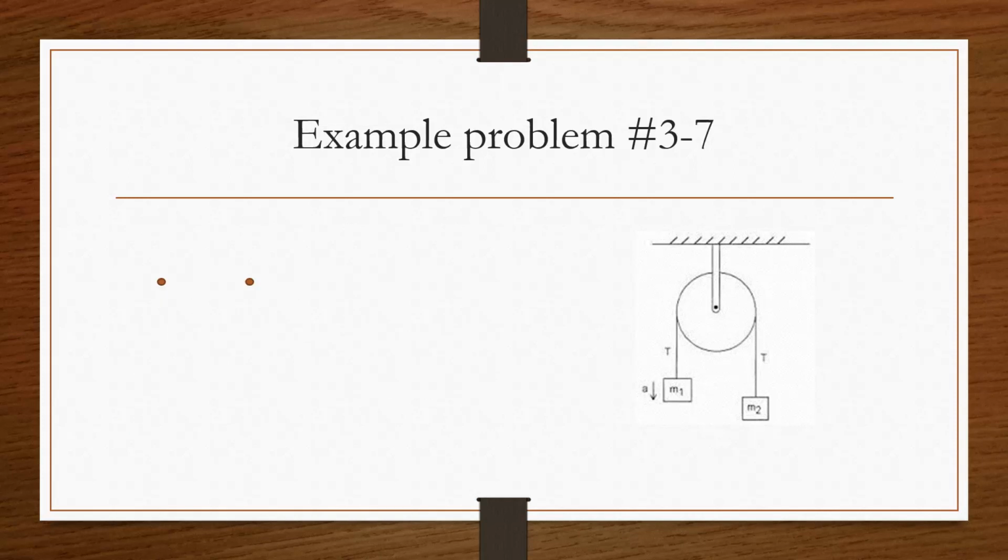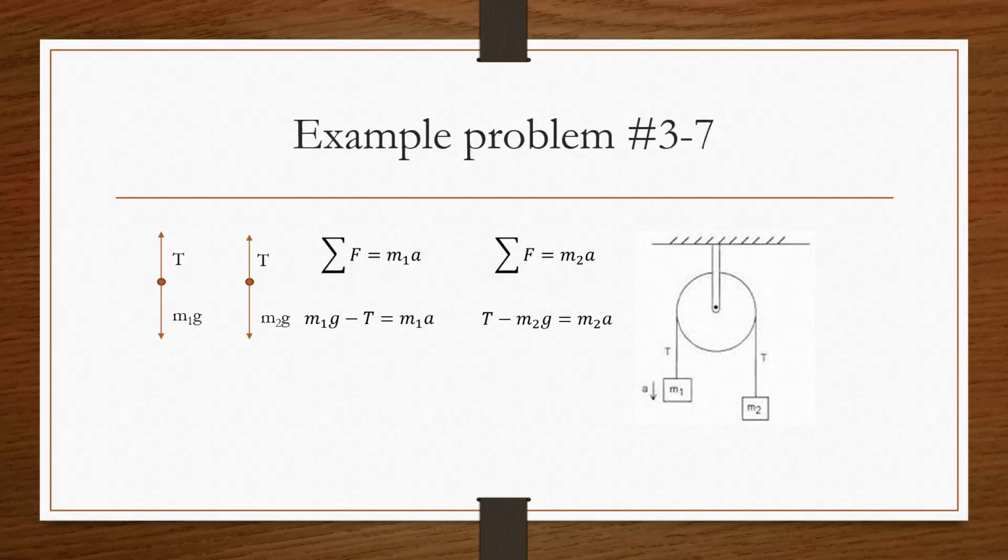So what I'm going to do is draw a free body diagram for each of the masses independently. And so on the left-hand mass, we have M1G and tension. On the right-hand mass, we have M2G and tension. I can say the net force acting on mass 1 is M1A, and the net force acting on mass 2 is M2A.